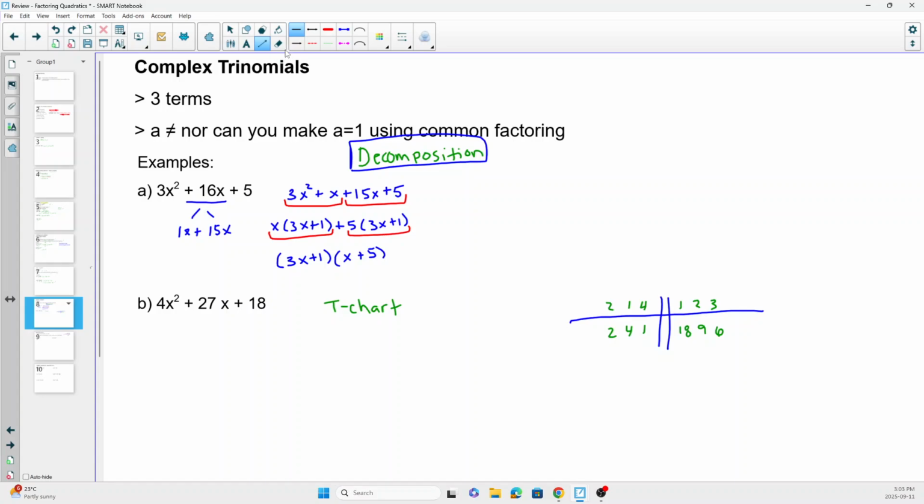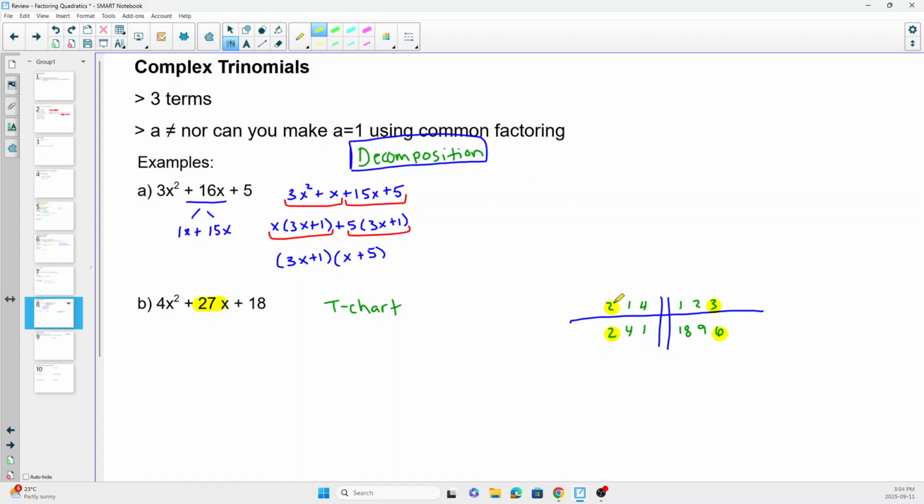So now we're going to do some cross-multiplying, and this is really tricky for me to show you on the computer, and honestly I haven't figured out the best way to do this. But let's just try it here. So I need to look and say, okay, what if I did 2 times 6, which is 12, and 2 times 3, which is 6. Is there a way that I combine 12 and 6 to get the number 27?